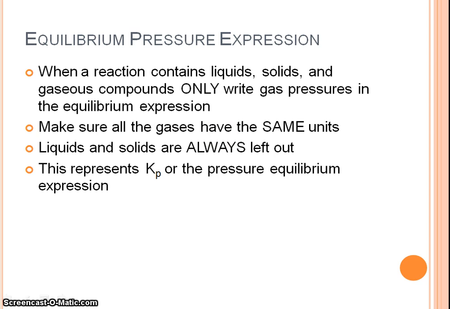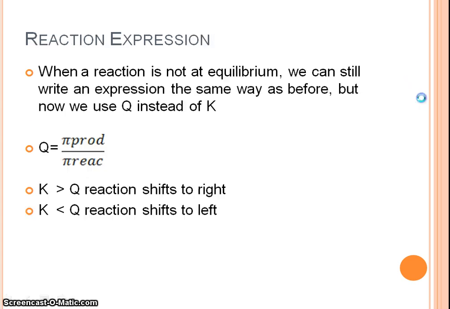We can also have an equilibrium pressure expression. When a reaction contains liquids, solids, and gaseous compounds, only write gas pressures in the equilibrium expression. When dealing with pressures, you need to make sure that all of the gases have the same units. We've already done this, so we know that we have atmospheres, torrs, pascals, etc. Make sure that they're all in the same unit. Once again, liquids and solids are always left out. This represents Kp, or the pressure equilibrium expression.